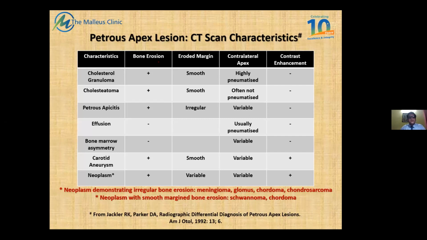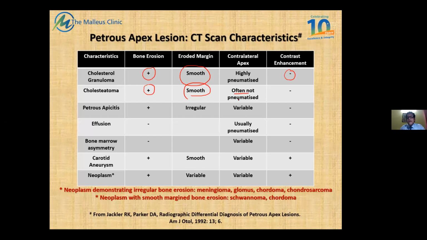So in a cholesterol granuloma, you do have bone erosion, but the margins are smooth. And as I said, remember that the contralateral apex is usually pneumatized because it has to be symmetry, and there is no contrast enhancement within a cholesterol granuloma. In a cholesteatoma, there is bone erosion, no doubt. There it is smooth. We can have petrous apex cholesteatoma, which could be acquired or which could be congenital. But all that we won't be discussing now because we're running out of time.